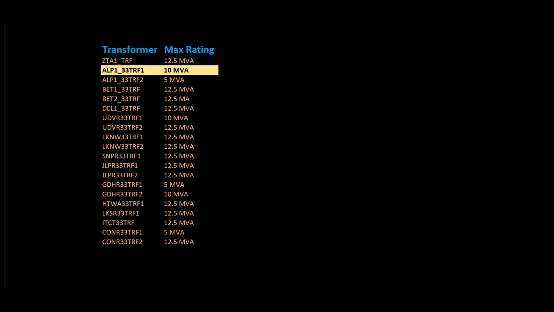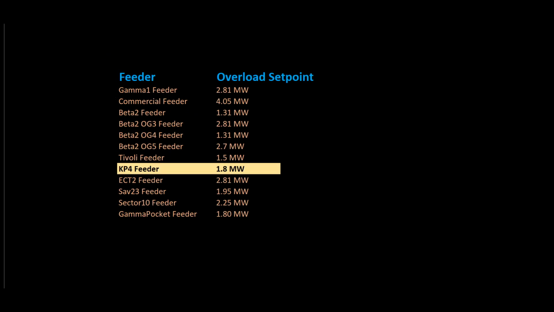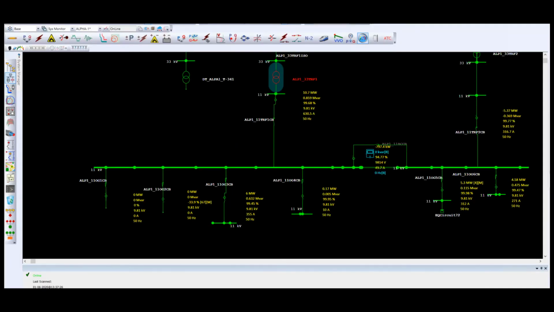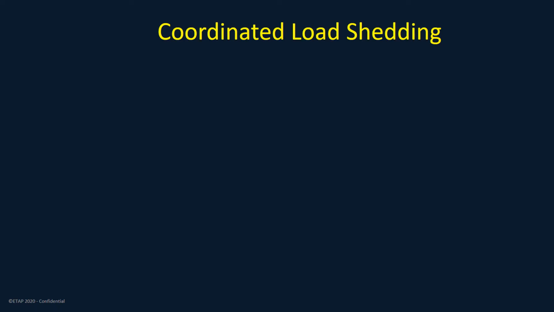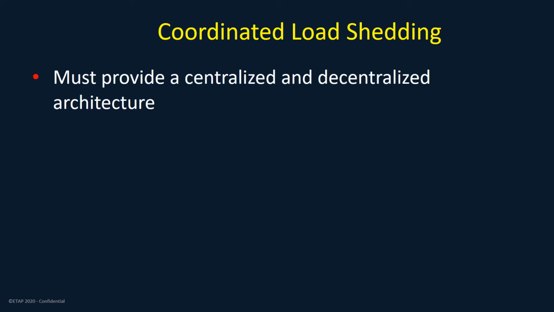Similarly, the overloading conditions of feeders throughout the system can be monitored based on the operational set points, and decisions can be taken to prevent sustained overload on these as well. Lastly, the load shed system must be coordinated. Individual load shed per substation typically does not work as it does not consider the impact on the rest of the system. The load shed system must be centralized in configuration and decentralized in action as it needs to act on the entire system.